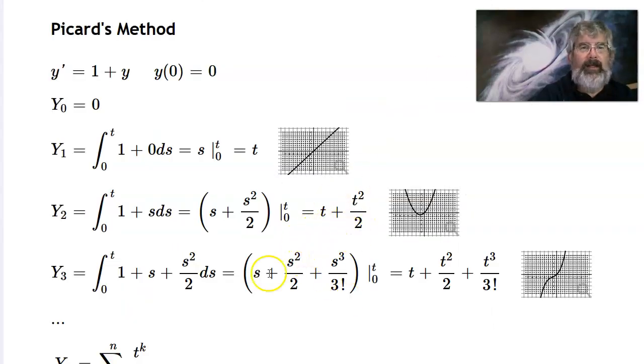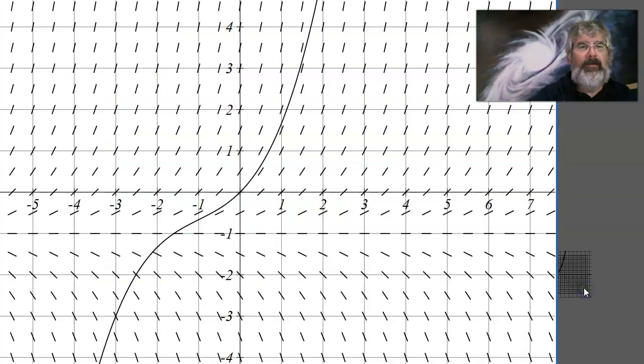Now I take that and plug it in. So I have 1 plus y, but y is now t plus t squared over 2, so I integrate that whole thing and evaluate between 0 and t. This 3 factorial is just 3 times 2 times 1. Plug the t in, plug the 0 in, subtract, and I get this function now. Perhaps you can see a pattern: t plus t squared over 2, plus t cubed over 3 factorial, and so on.